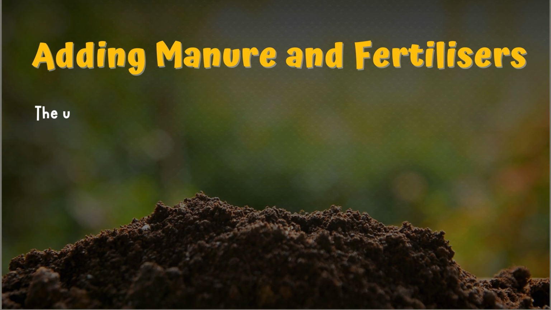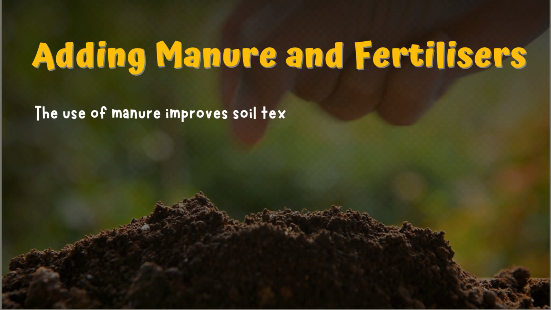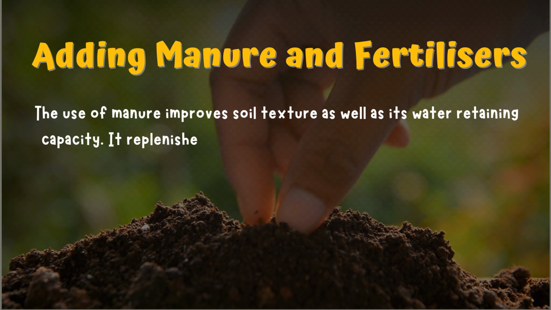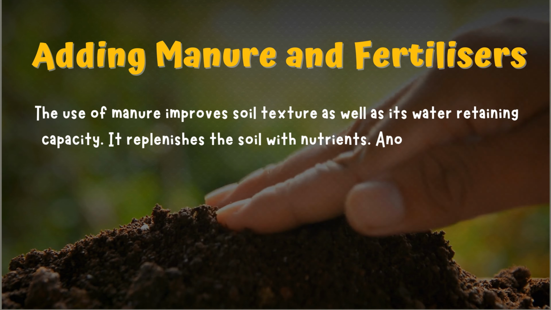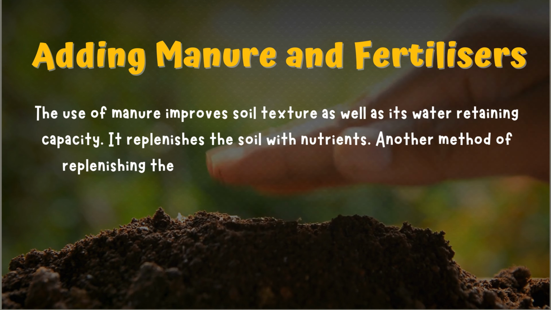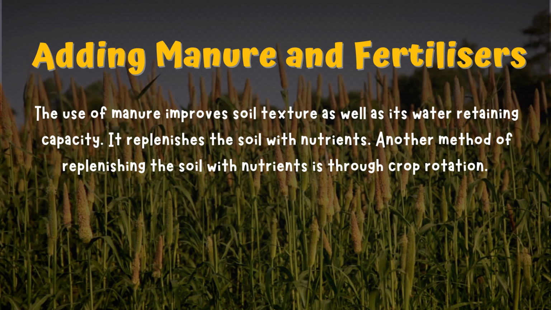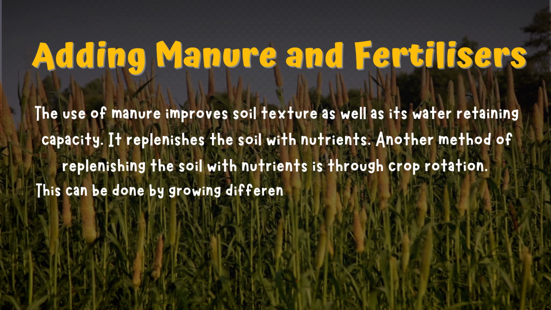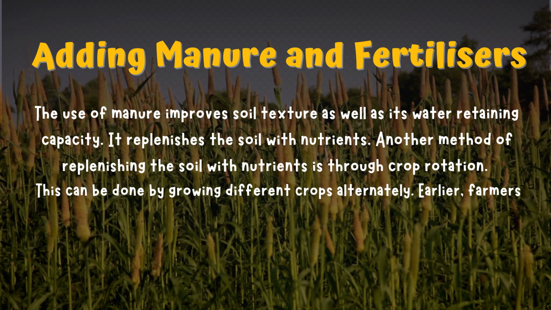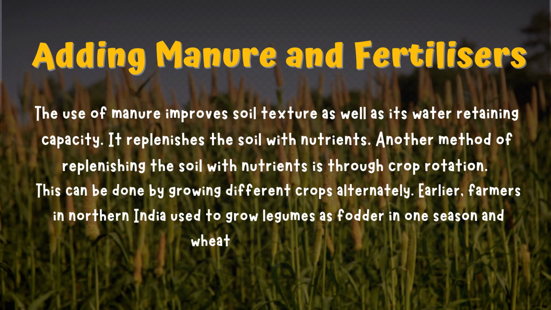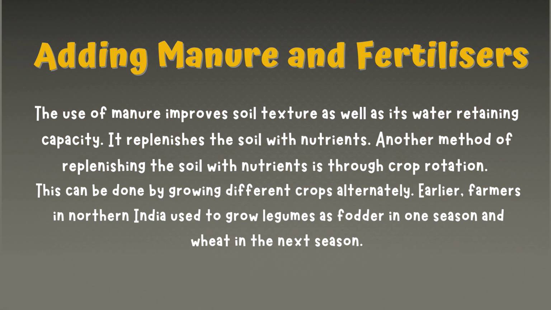The use of manure improves soil texture as well as its water-retaining capacity. It replenishes the soil with nutrients. Another method of replenishing the soil with nutrients is through crop rotation. This can be done by growing different crops alternately. Earlier, farmers in northern India used to grow legumes as fodder in one season and wheat in the next season.